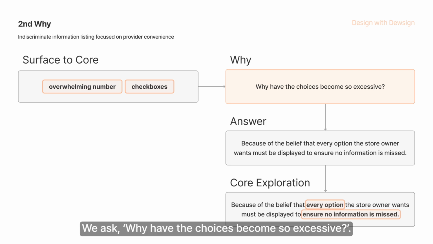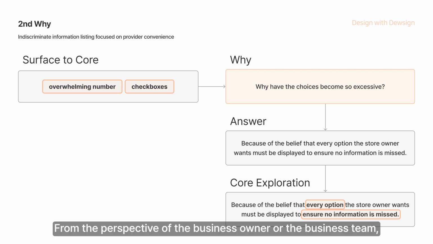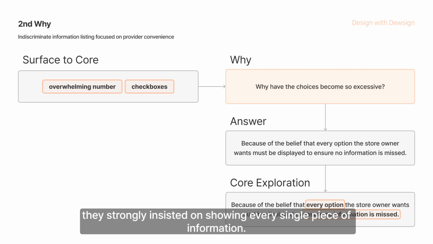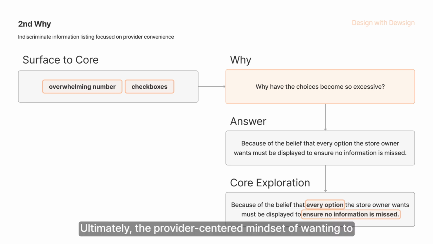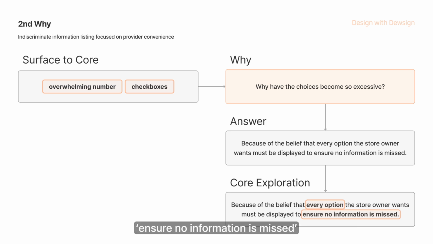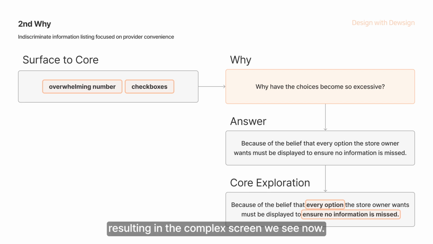We ask, why have the choices become so excessive? In fact, a bit of a conflict was revealed during this process. From the perspective of the business owner or the business team, they strongly insisted on showing every single piece of information. Ultimately, the provider-centered mindset of wanting to ensure no information is missed for every option collided, resulting in the complex screen we see now.